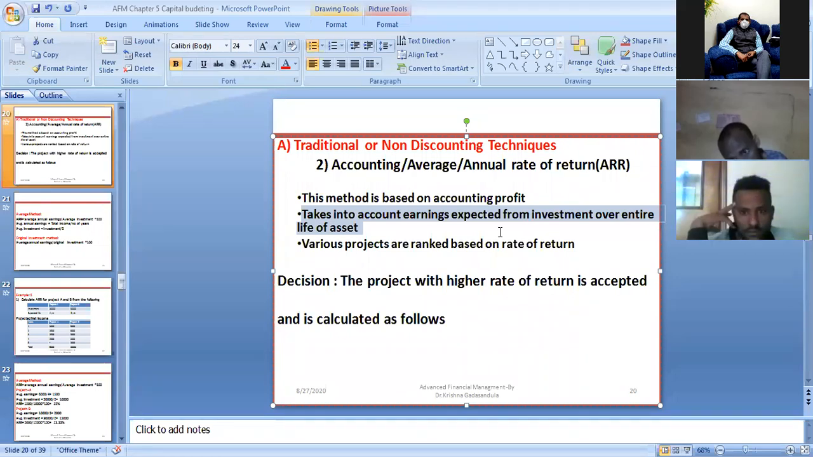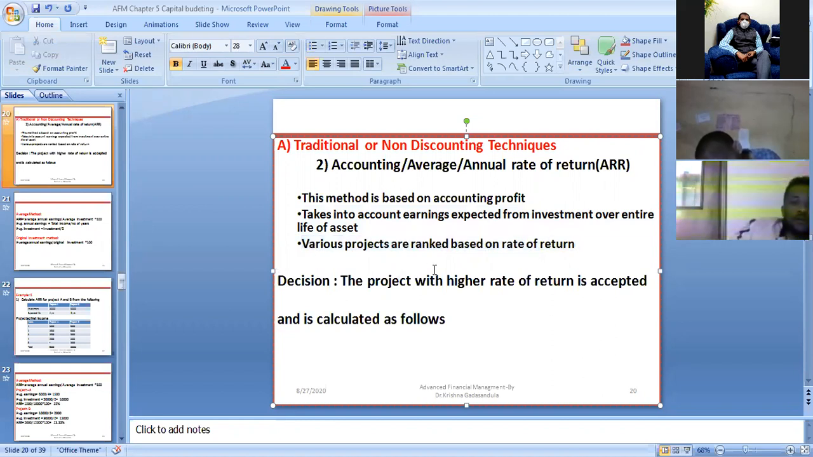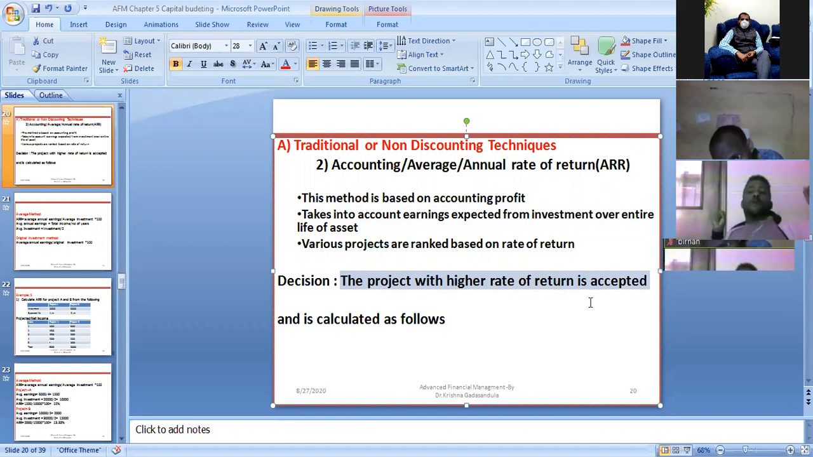Over the entire life of the project, how many cash inflows are coming, how many returns are coming. Based on those returns, they calculate the rate of return. If the rate of return is good, the project would be accepted. If the rate of return is not good, it may be rejected. The decision is that the project with a higher rate of return is accepted.